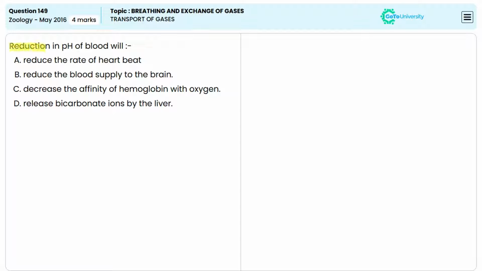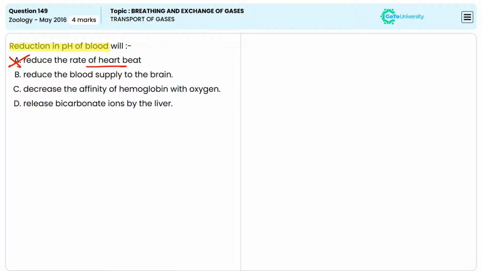When the blood pH gets reduced? Option A, reduce the rate of heartbeat. This is incorrect. A reduction in pH typically triggers compensatory mechanisms such as an increase in heart rate to help clear the excess carbon dioxide and acid from the body.